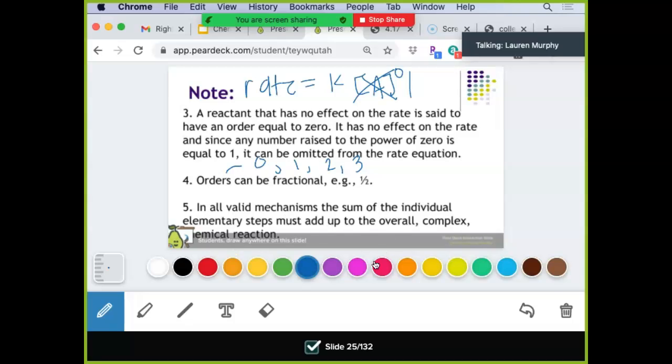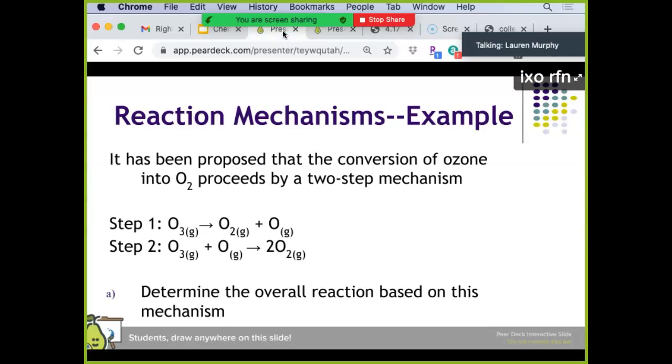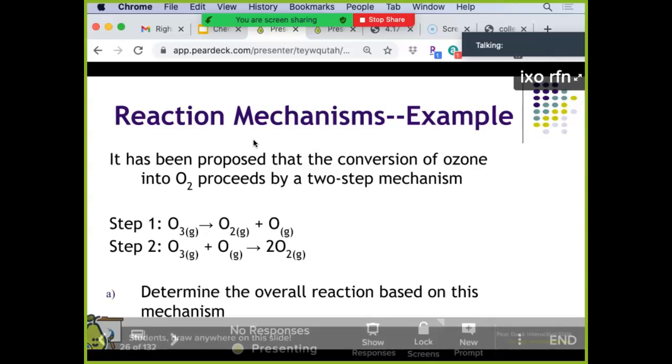When you have a mechanism, the sum of all of the individual steps, so step 1, step 2, step 3, all combine to give you the overall reaction, which is what we're used to seeing. So until now, we're used to seeing reactants, products, and nothing in the middle. So what we need to do now is practice how we write an overall reaction from a mechanism. So here we go.